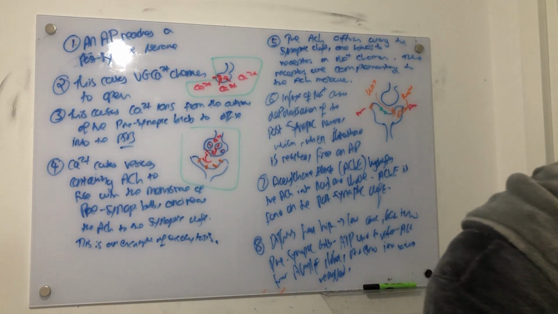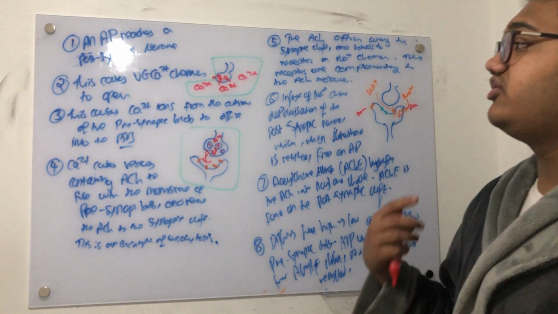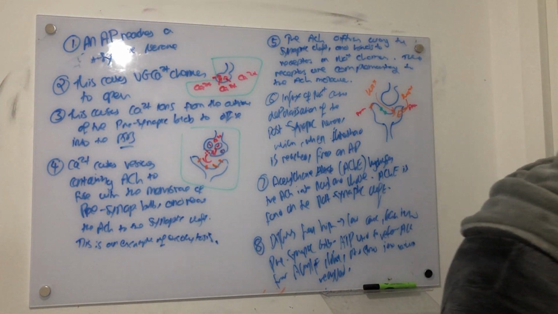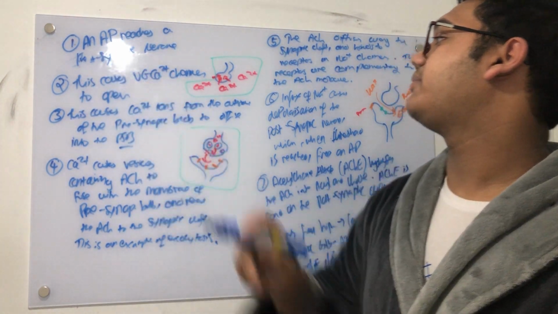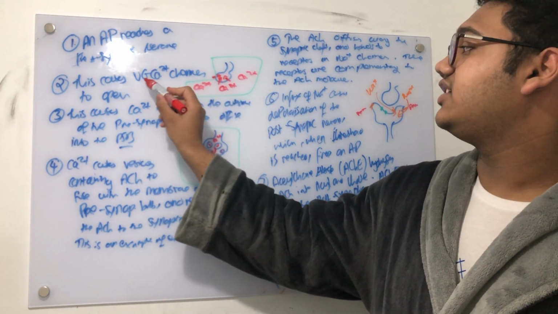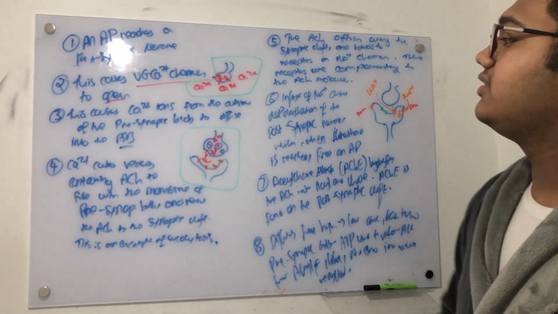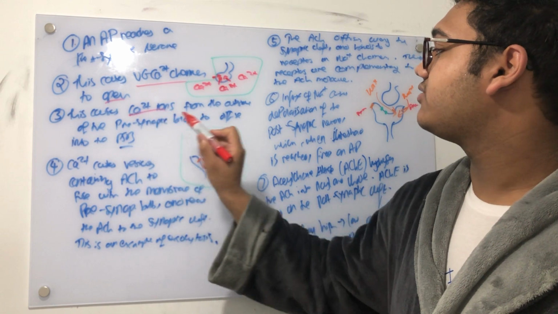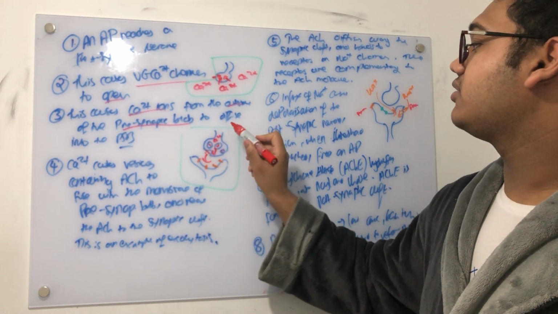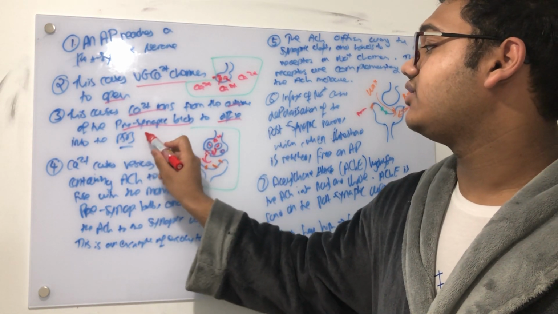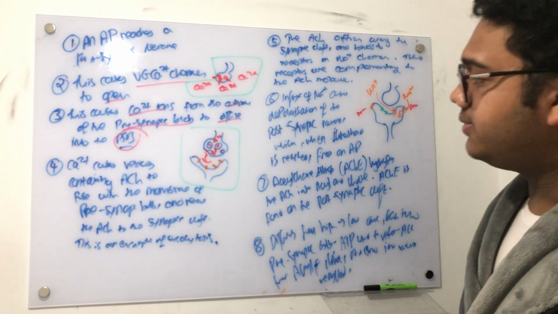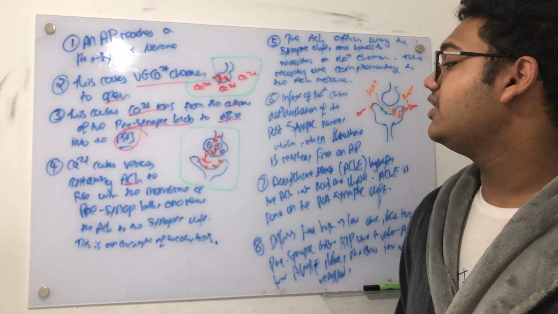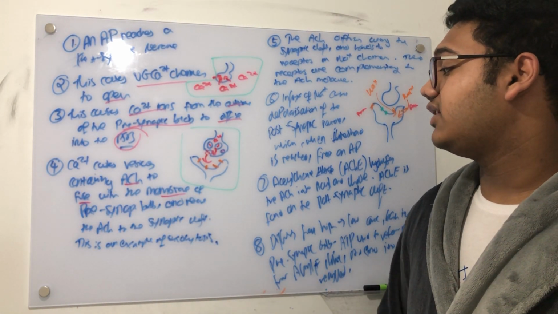So let's just go over this one more time. An action potential reaches a presynaptic neuron. Apologies for that. Presynaptic neuron. This causes voltage-gated calcium channels to open. This causes calcium ions to diffuse from the outside of the presynaptic neuron into the presynaptic bulb. Calcium causes vesicles containing acetylcholine to fuse with the membrane of the presynaptic bulb.